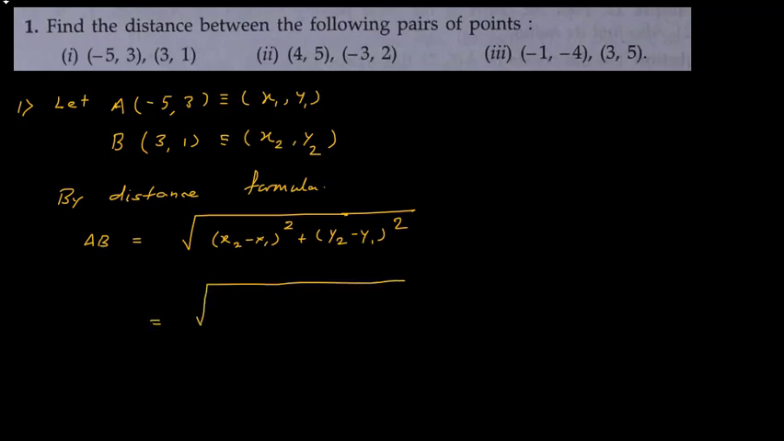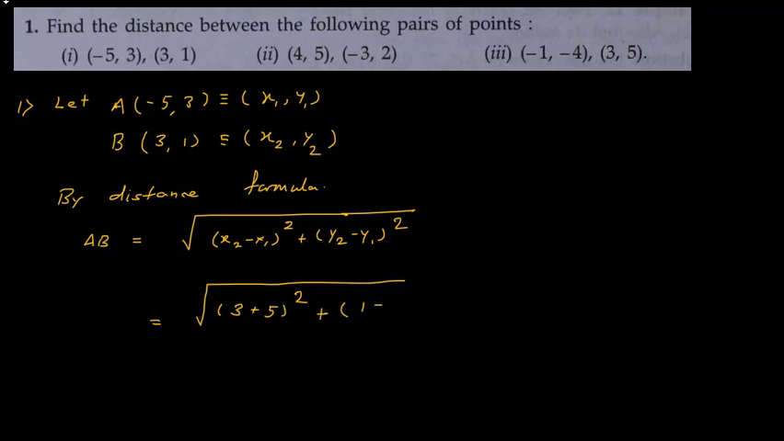AB is root of x2 minus x1 the whole square plus y2 minus y1 the whole square. So this will give you x2 minus x1, that is 3, here it is 3 plus 5 the whole square. Now why 5 plus 5? You are subtracting a negative number, so this will become plus.